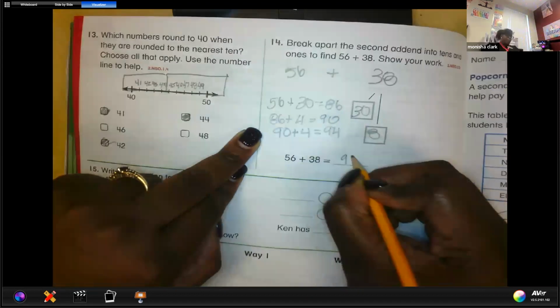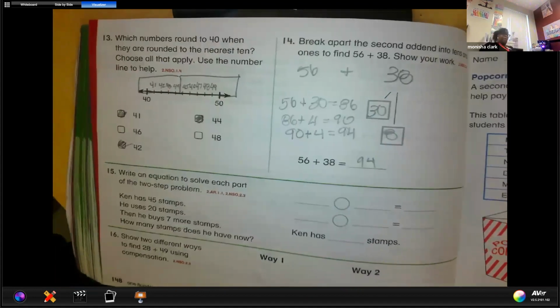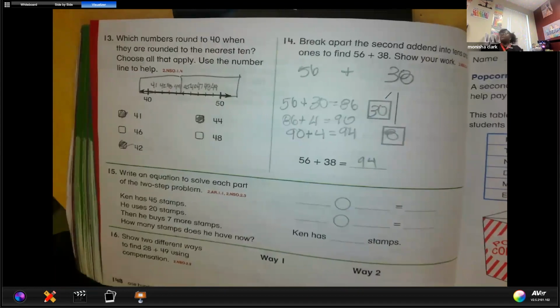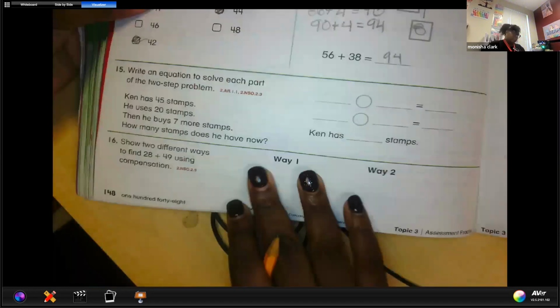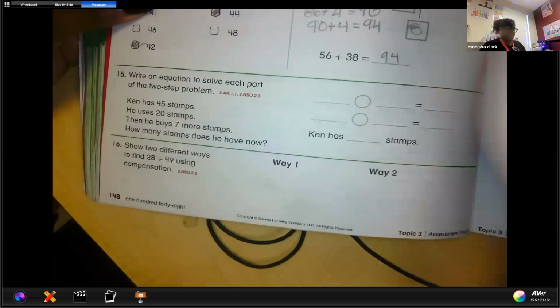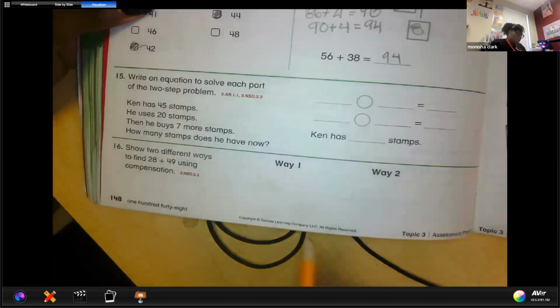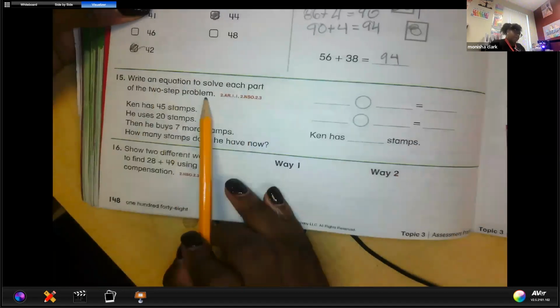Okay. Write an equation to solve each part of this two-step problem. Okay. So now we have to listen to the problem and figure out what the equations have to look like. I think we're going to stop here because this video is going to end up being too long for me to post. Write an equation to solve each part of the two-step problem.